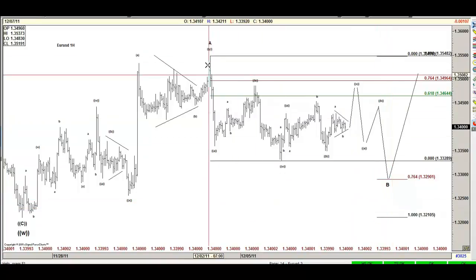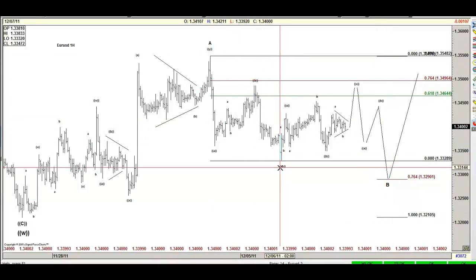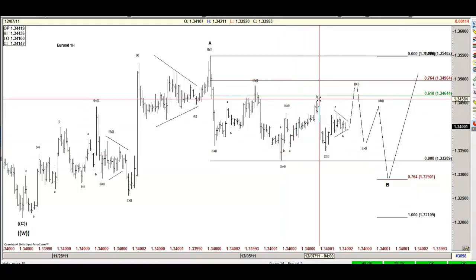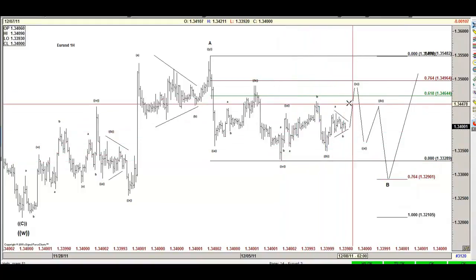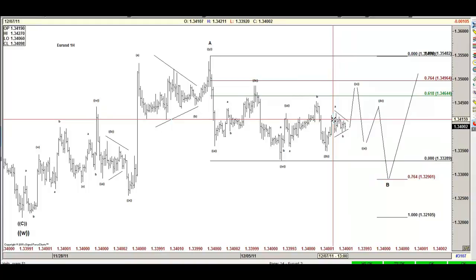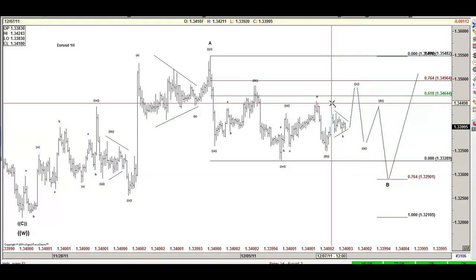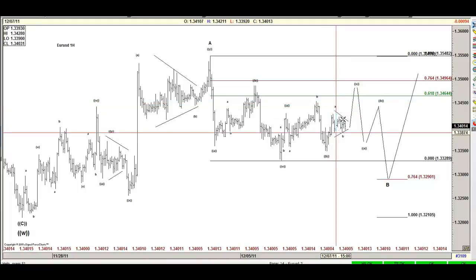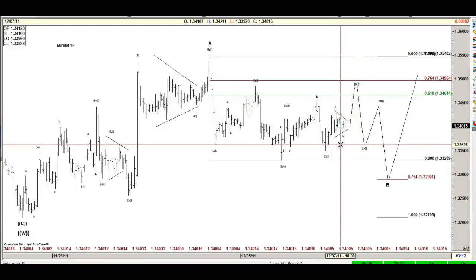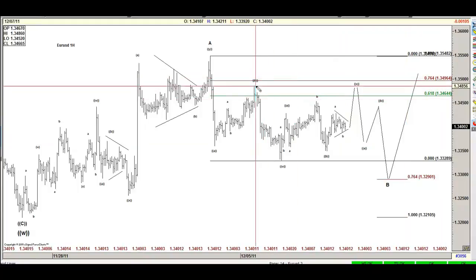Second scenario, A, B, C, W, A, B, C, X, A. Now, we are in the B wave triangle and lower in C. But a combination between the US dollar and the euro dollar is telling me that no matter what, US dollar strength should happen tonight.